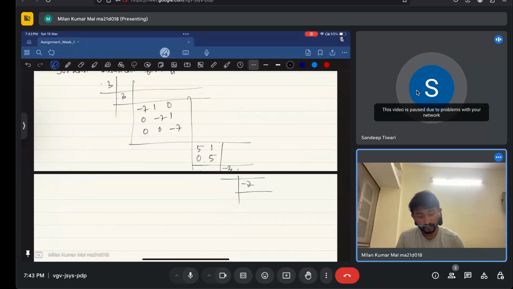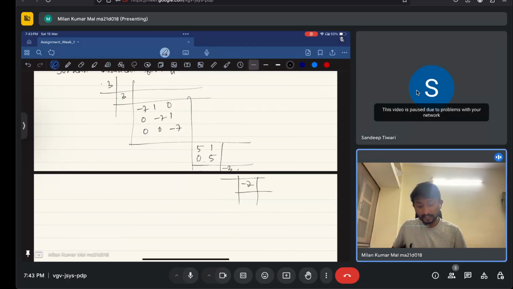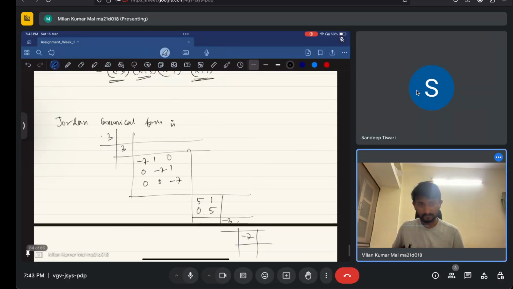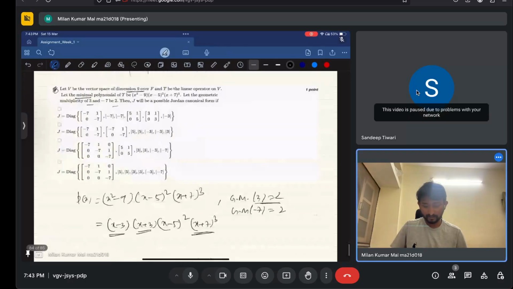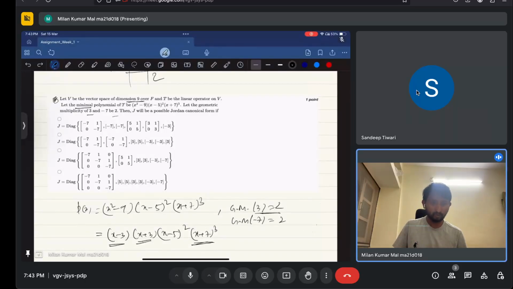Sir, it is given that the geometric multiplicity of minus 7 is 2. That's true, you have considered that part. But if it is written here that it is 10 instead of 9, that is what I just want to point out. That it is 9, that's why the geometric multiplicity says that it will have two factors, right?